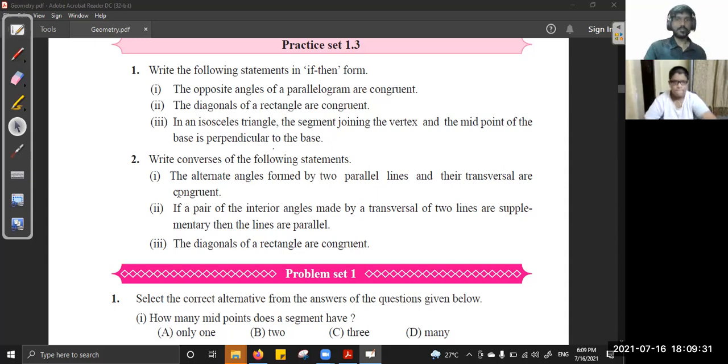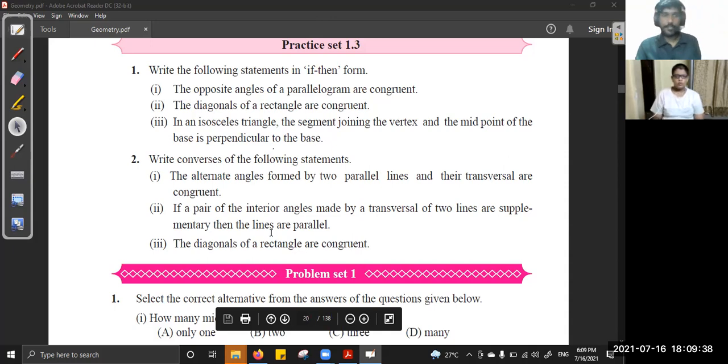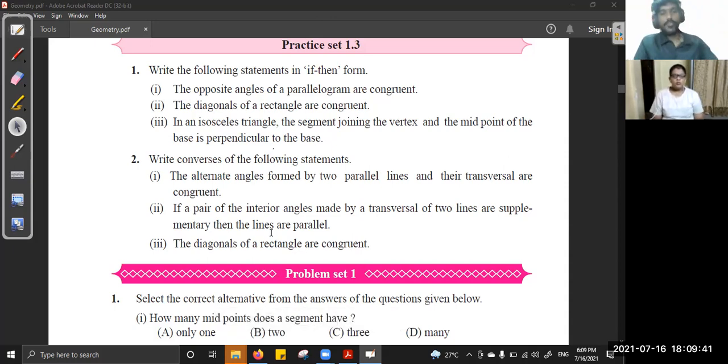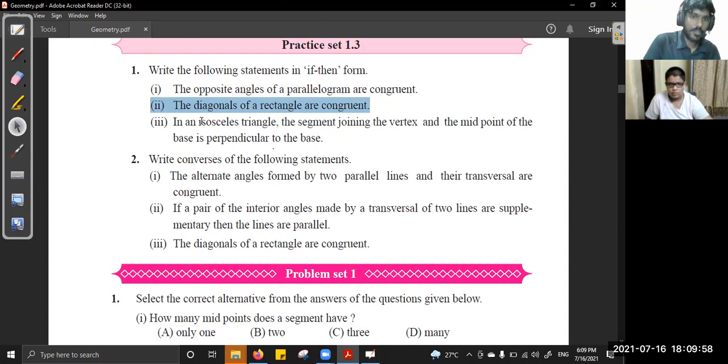Done, sir. Okay, the last one. First, this last one, you have to write it in if-then form. For it, you use the same way how you did the second one here. If the quadrilateral is a rectangle, then the diagonals are congruent. And now you take the converse of that. If the diagonals of a quadrilateral are congruent, then it is a rectangle.